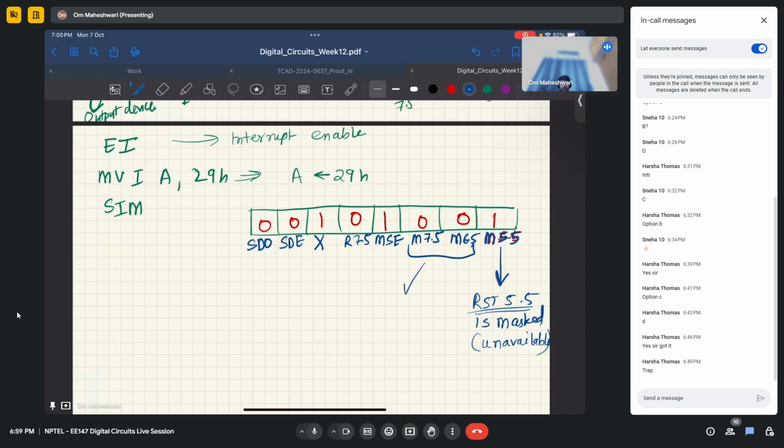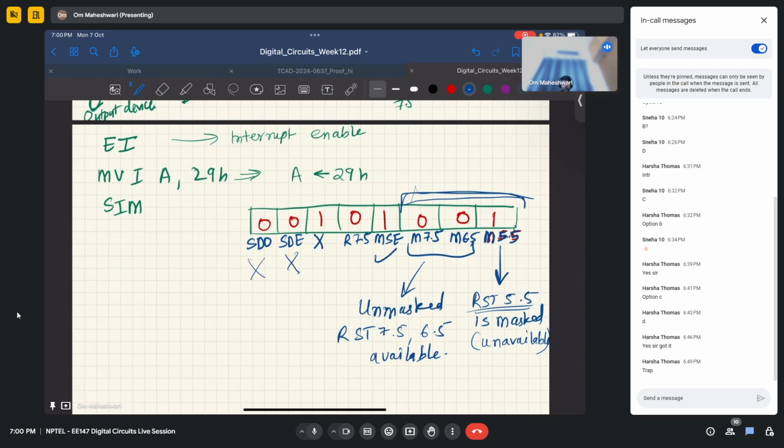These two are 0. That means these are unmasked. That means RST 7.5 and 6.5 are available. MSE1 is just enabling whatever is the contents of these bits. You have no serial data transfer, you have no serial data output.